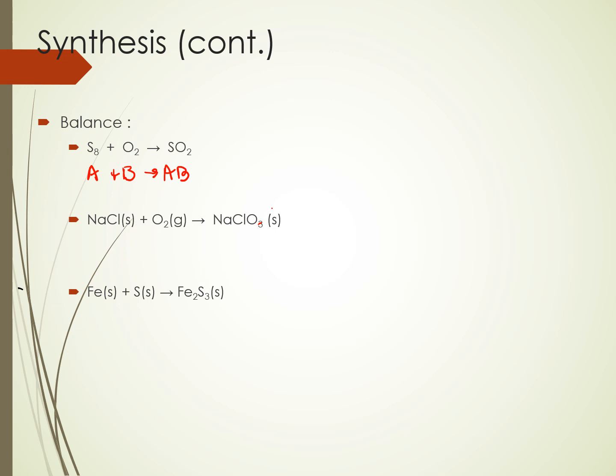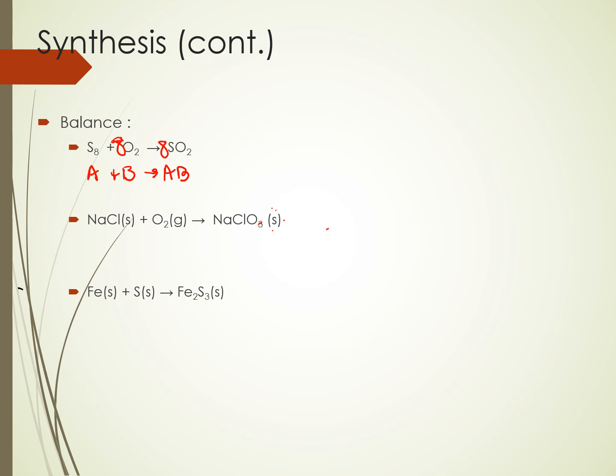So as I look at this, for my balanced equation, I have 8 sulfurs as a reactant. I have 1 sulfur as a product. So I'm going to multiply that by 8. That now gives me 16 oxygens versus 2 oxygens. So I'd have 8 for my second coefficient as well.